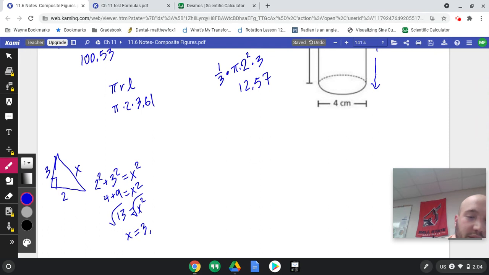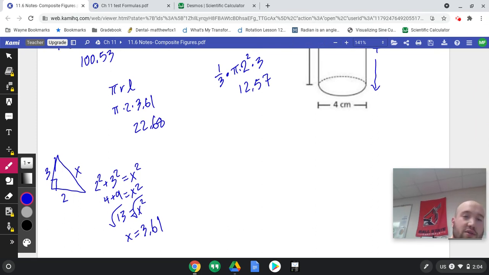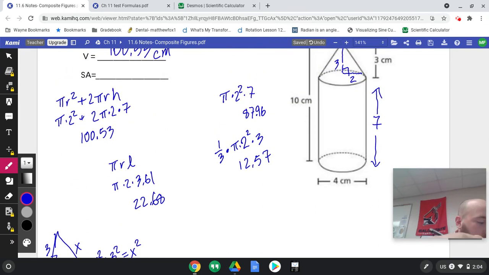2 times pi times 3.61. When we do that, we'll get 22.68. All we have to do is add that to the original 100.53 we found, and our final answer, 123.21 centimeters squared. And we are done.